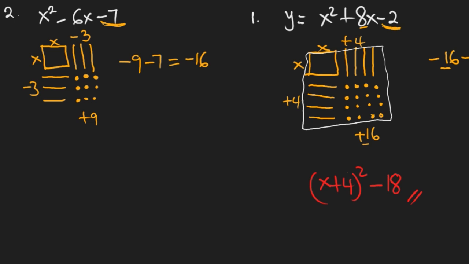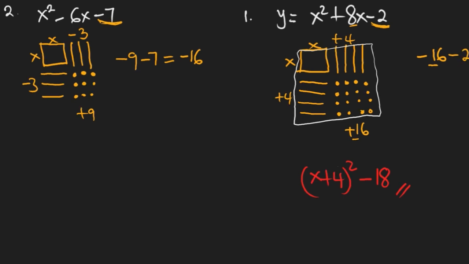So how do I present my answer? My answer now becomes x minus 3 all squared minus 16. That becomes my answer. It looks easy, isn't it? Let's take another example.